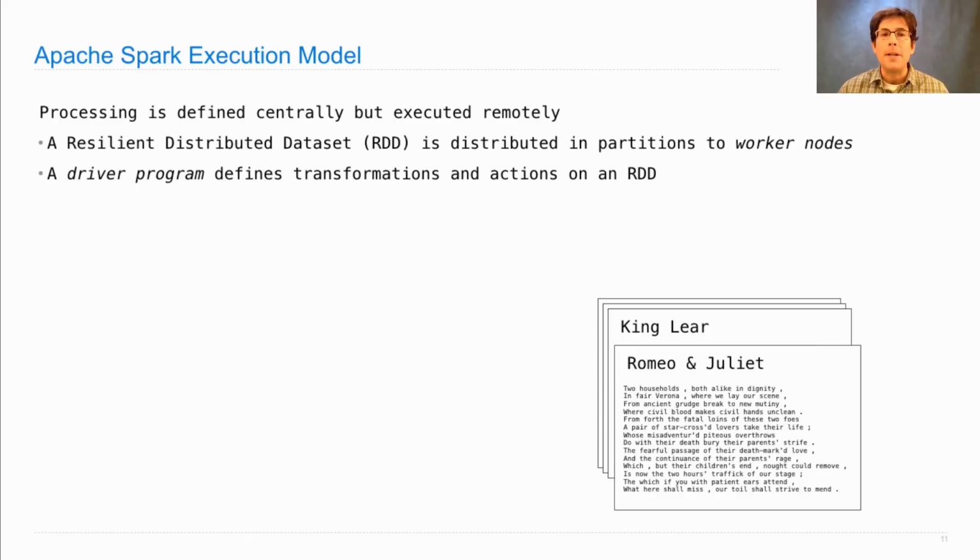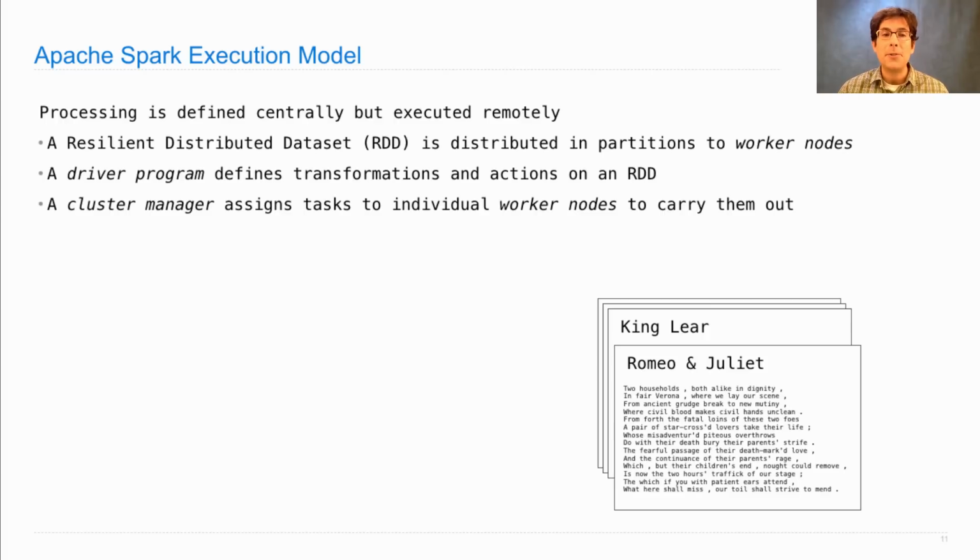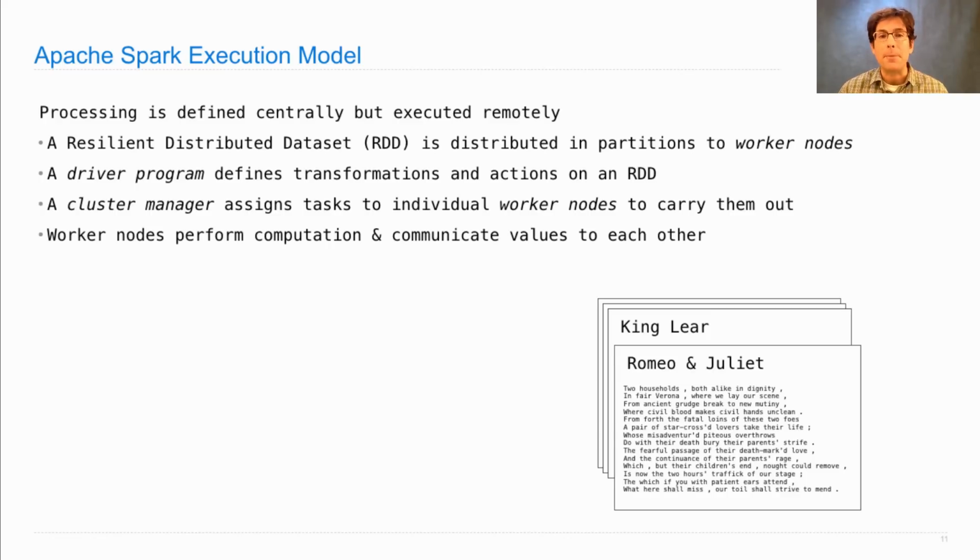A single driver program defines what transformations to take or what actions to take on the RDD. And a cluster manager actually assigns tasks to individual workers to ensure that this set of transformations and actions is carried out. So the program's defined in one place, but interpreted on another. The worker nodes actually perform the computation, but not the whole computation, only the part that is relevant to their particular partition. Now, sometimes they need information from other worker nodes in order to complete that task, so they do communicate values to each other. The final results are then communicated back to the driver program so that they can be displayed to the original user who issued the commands.